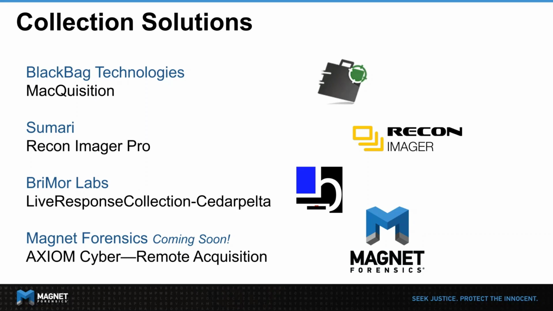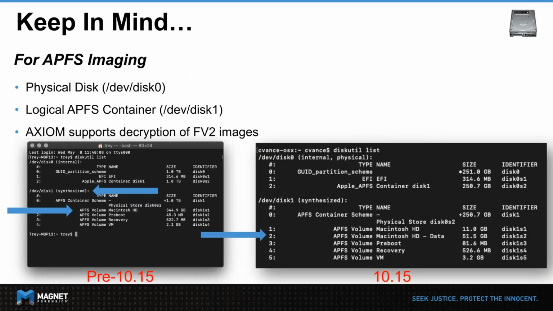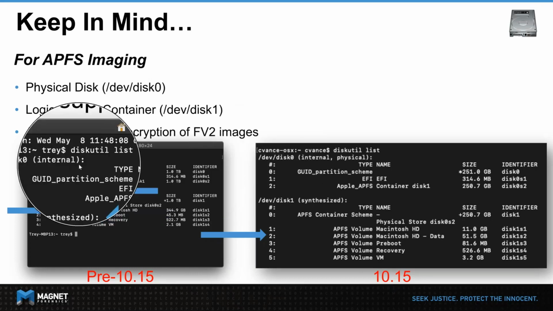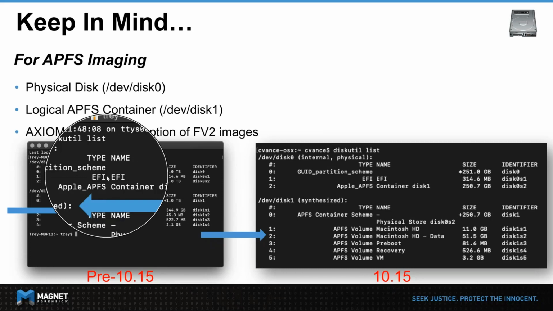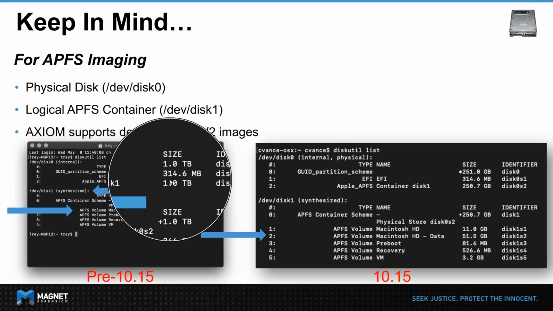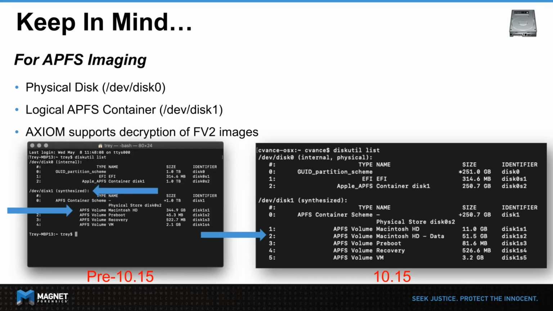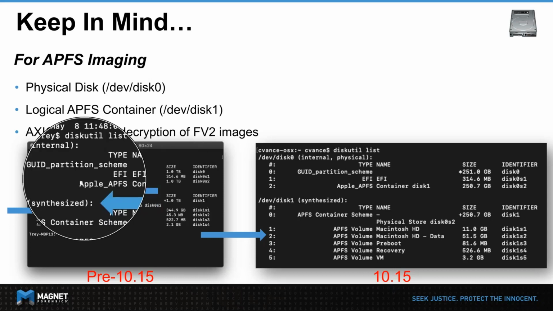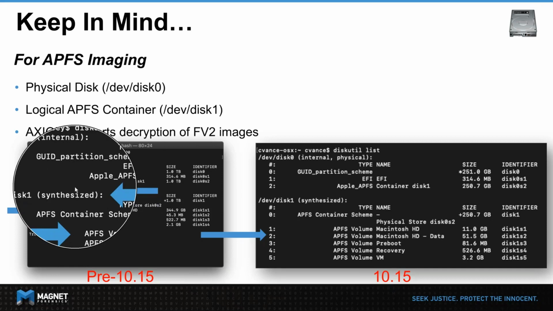So when we are talking about APFS imaging, we're going to have to make some decisions here. And when you're looking at this, you can see on the left-hand side, pre-10.15, at the very top, we have disk 0, which is a container disk that will be the full size of that drive. But then underneath that, we have dev disk 1 that says synthesized. So that's going to be your actual APFS containers.